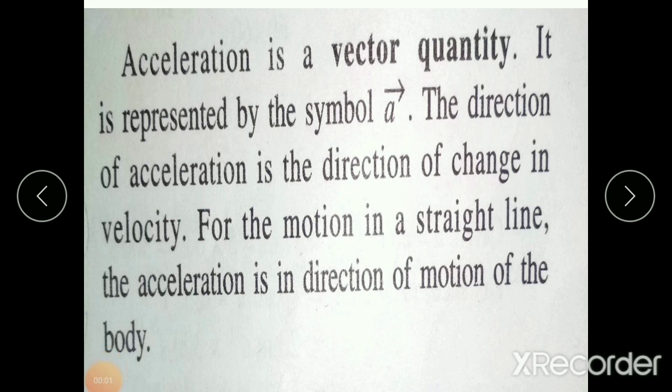So now you know the formula to find the acceleration. It is change in velocity divided by time interval. You know that velocity is a vector quantity, therefore acceleration will also be a vector quantity. It is represented by the symbol a with a vector sign. The direction of acceleration is the direction of change in velocity. For motion in a straight line, the acceleration is in the direction of motion of the body.